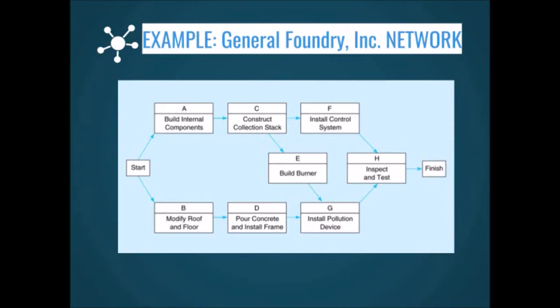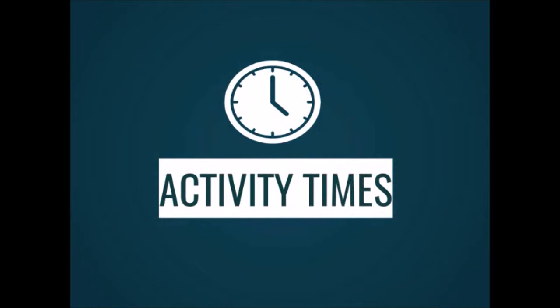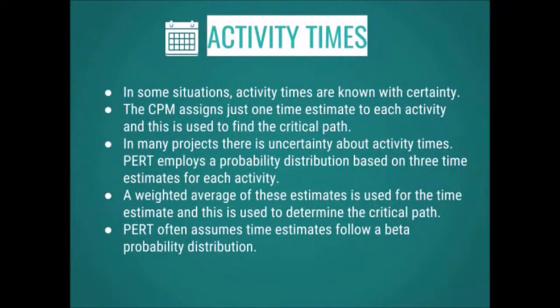Now that we know how to draw the network, let us get to know more about activity times. In some situations, activity times are known with certainty. The CPM assigns just one time estimate to each activity, and this is used to find the critical path.